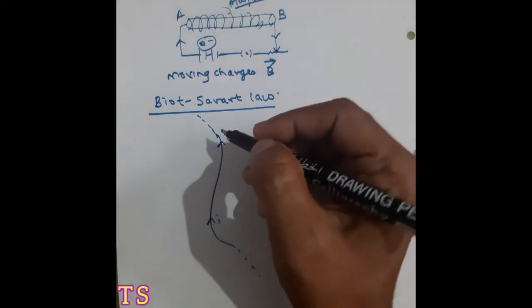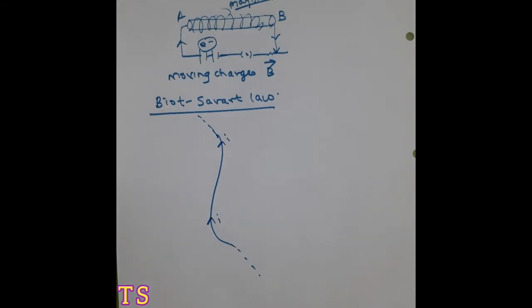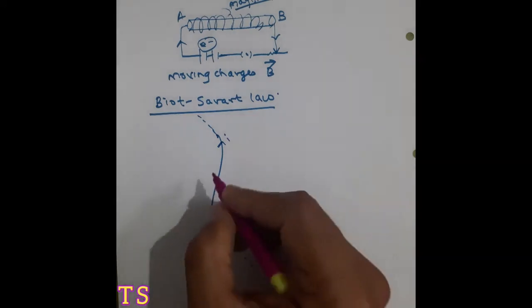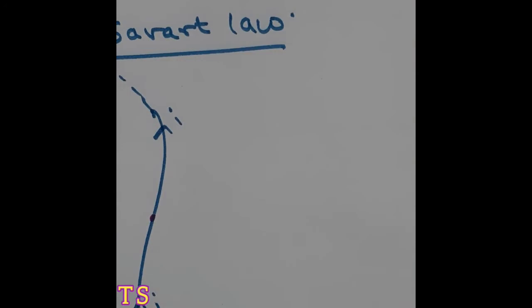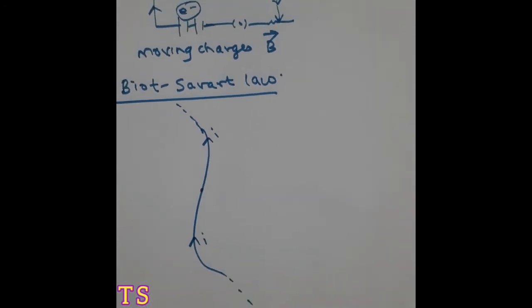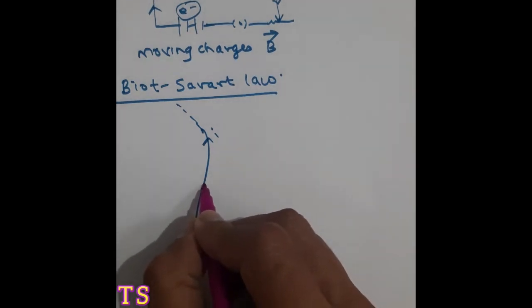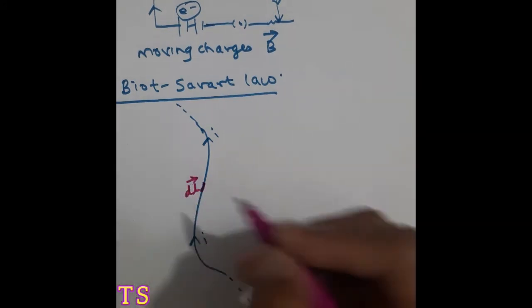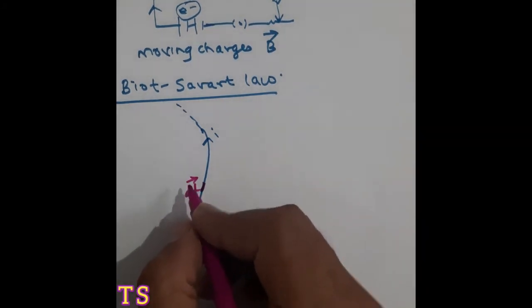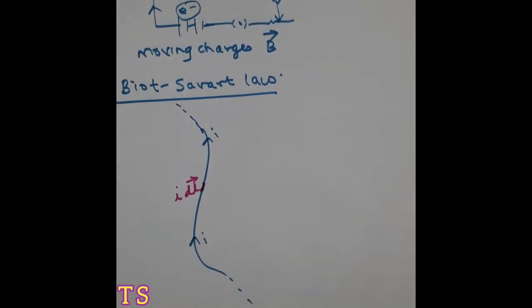If I am talking with respect to a small part of this wire, a very small part, and let's say I take this dot, which is a very small part of this wire. Now if you look into this part, the current is flowing across this point. So let's call this small element dl bar, and since the current is flowing across this, the total will be I dl bar. This is called the current element.